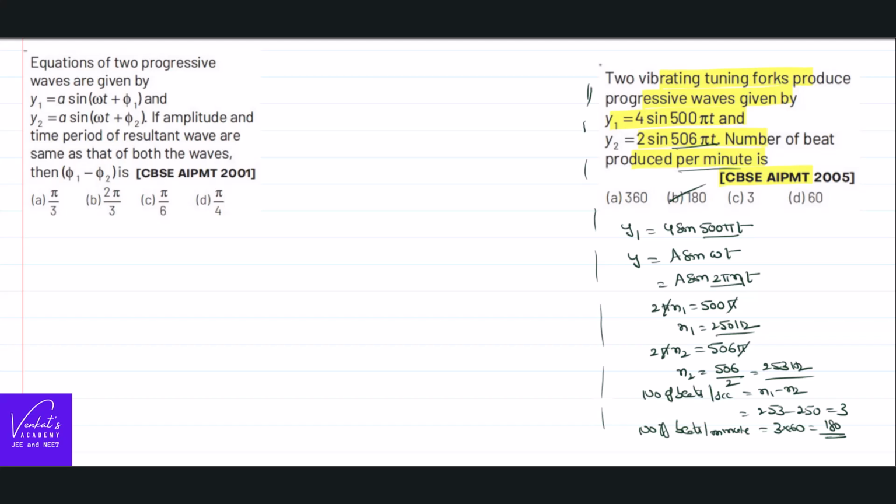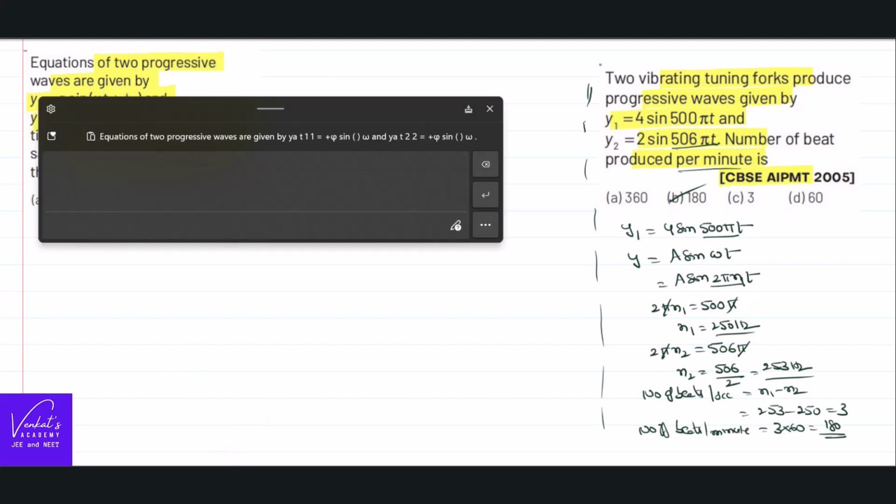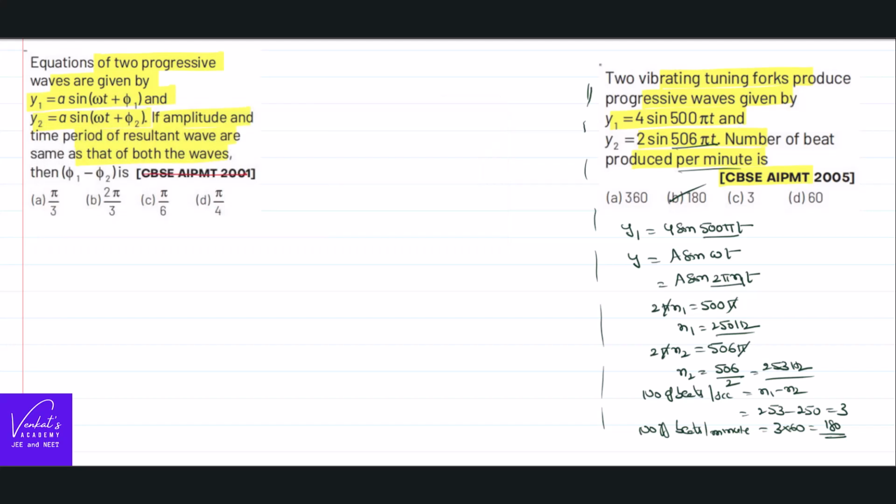Now let us proceed to the other problem. It is given that this is also a CBSE AIPMT question. What is given here is, again, equations of two progressive waves, y1 and y2 displacements. If the amplitude and time period of the resultant wave are the same as both the waves, then what is the phase difference between them? Phi1 minus phi2 equal to how much is the question.